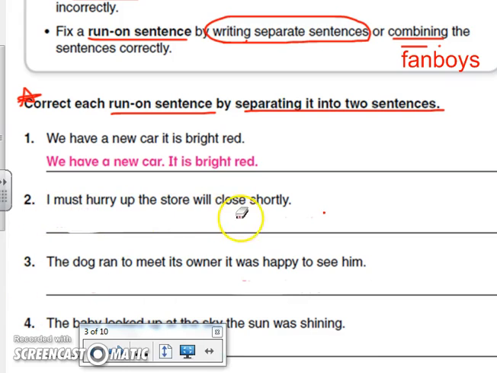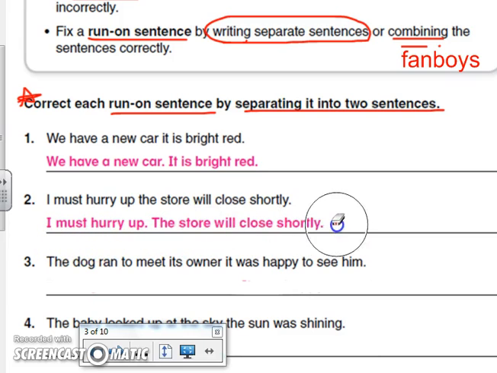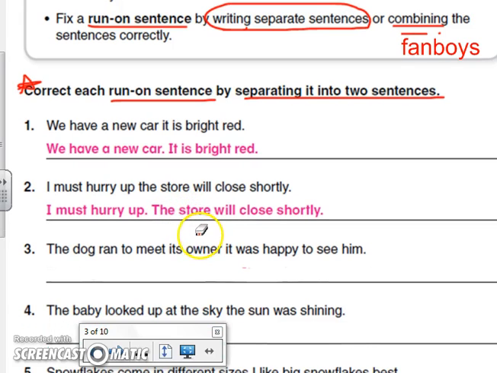I must hurry up, the store will close shortly. How do I change that? Let's see. I must hurry up. Must hurry is the verb. Who must hurry? I must. That's a subject. That can stand on its own. The store will close shortly. Will close is the verb. Who will close? The store. That's a subject. Both independent clauses because they have a subject and verb, right?